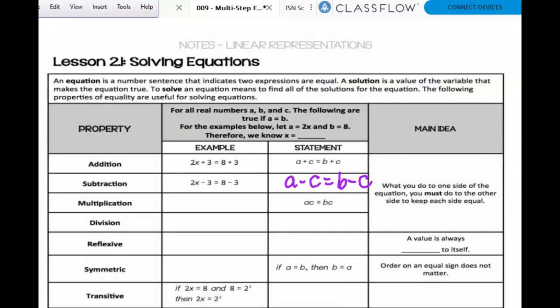You have to do A minus C equals B minus C. Multiplication, we can switch. Okay, division, you have to divide by the same number on both sides to keep it equal, right? So if I'm dividing this side by 2, I have to divide this side by 2. You have to keep them equal.